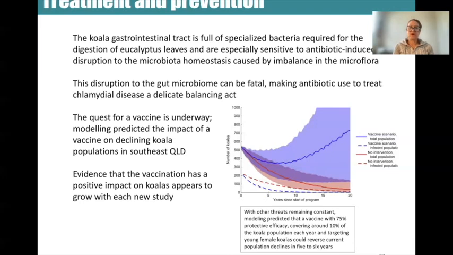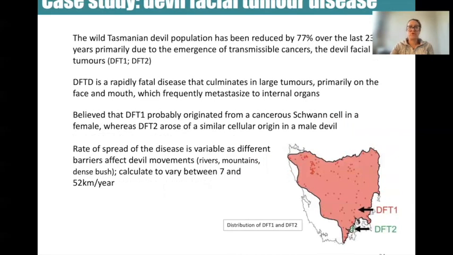So evidence that the vaccine can have a positive impact on koalas seems to be mounting with each new study that is being published. So that's good news if we can get this vaccine underway and treating populations. Moving on now to the second case study, which is the Tasmanian devil facial tumour disease.